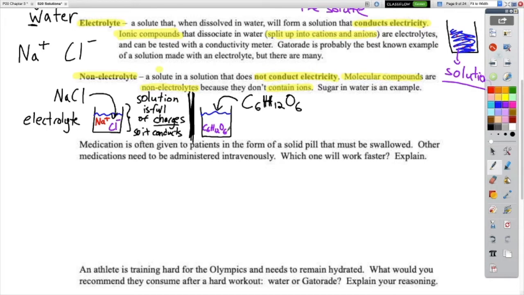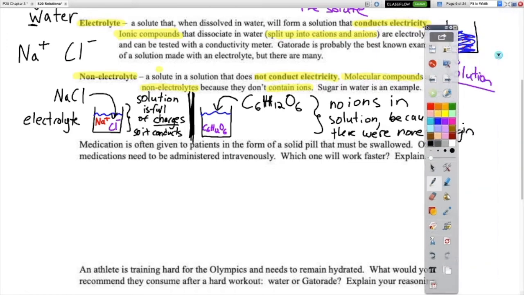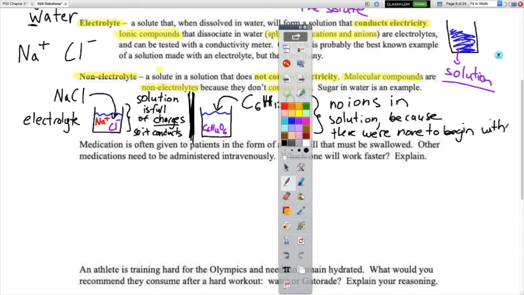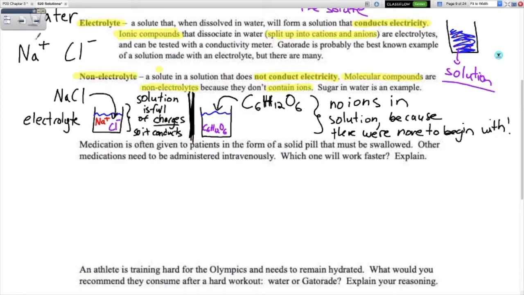Okay, no charges. And so why are molecular compounds non-electrolytes? Well, because there's no ions in solution, because there were none to begin with. Right? There were never any ions, so they're not going to be here now. That's a bit of an oversimplification. Okay, and so it will not conduct electricity because when we look at our solution afterwards, what's in it? Just a molecular compound and just some water, right? Water is not a good conductor, and you'll see that in a second here too.